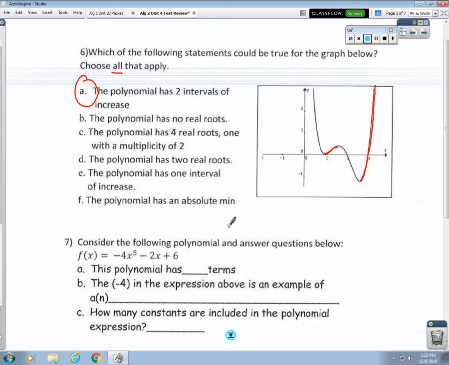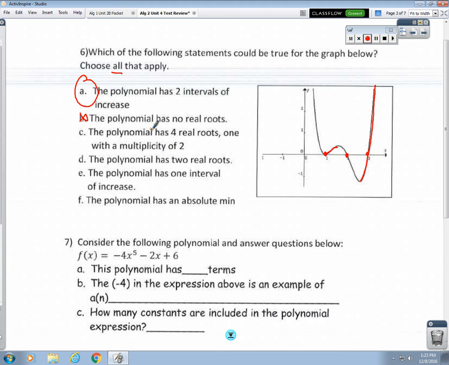B, the polynomial has no real roots. True or false? False. I see roots. I see one at 1, one at 2, and one at 3. So B is false. It has real roots. Yes, roots is just another word for zeros or x-intercepts.